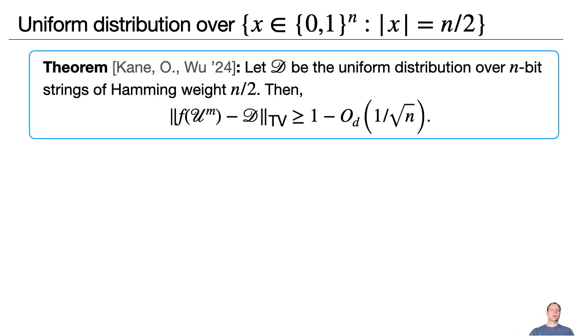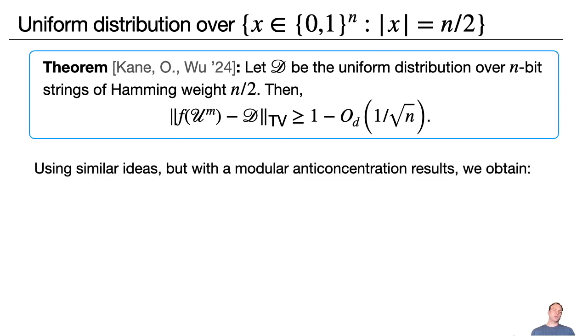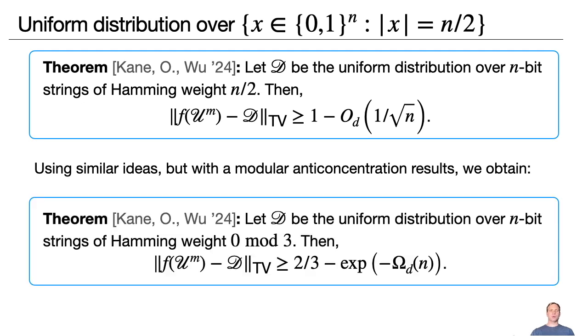So okay, combining everything together, we get the stated theorem. And using similar ideas, but using a modular anti-concentration result, we also get lower bounds for the case of, say, the strings being weight 0 mod 3. And note that both of these results are tight for constant D by considering the uniform distribution.